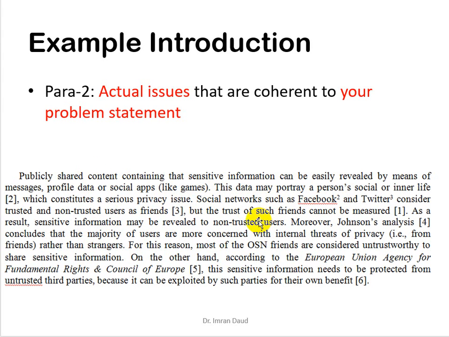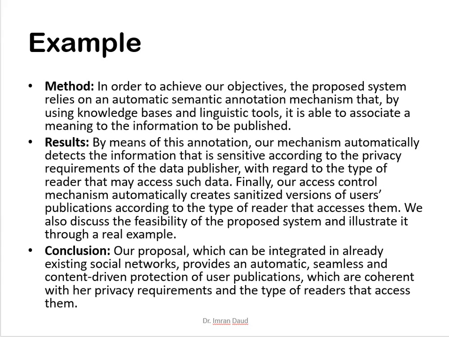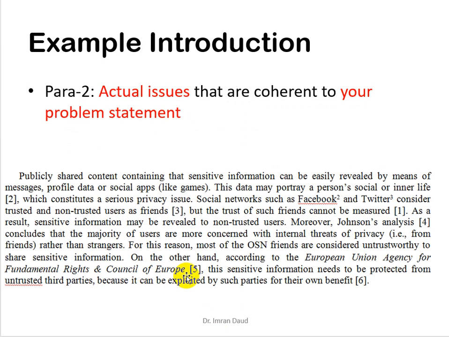As you can see, you are supporting your claim over here. Publicly shared content, in the first sentence you have written that it can reveal your sensitive information through the profile data, messages, or the social apps. The next sentence is actually the continuation of the previous sentence. This data, which data, the one you are providing in these things, messages, profile data, or social apps, may portray a person's social or inner life. This claim is supported because you're claiming something right here: it may portray the social or the inner life.